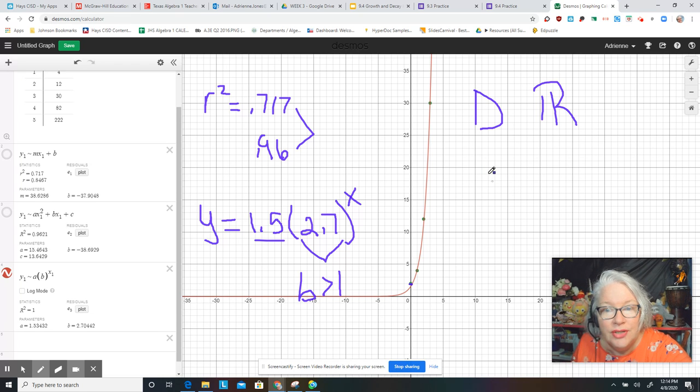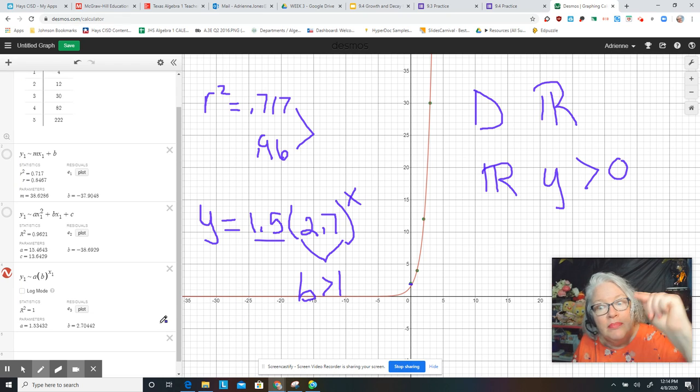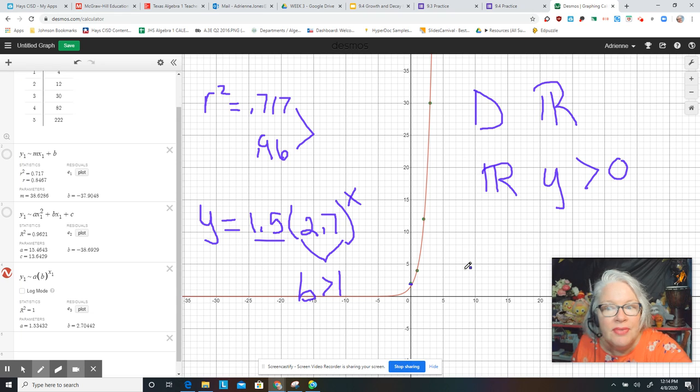Our range is going to be y is greater than 0. It is always going to be y is greater than 0 unless you add on a plus or a minus to shift this up and or down. All right.